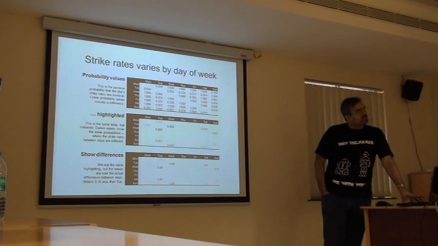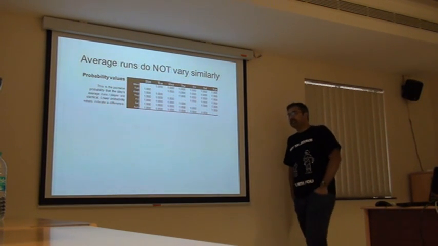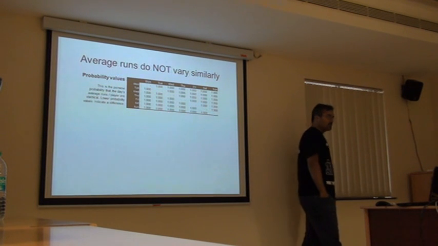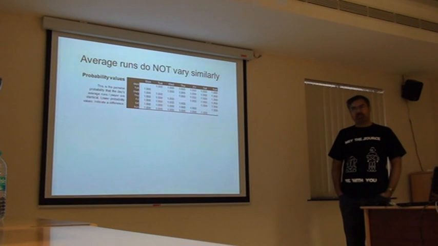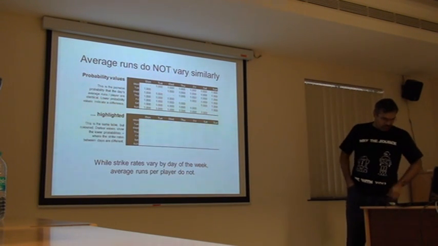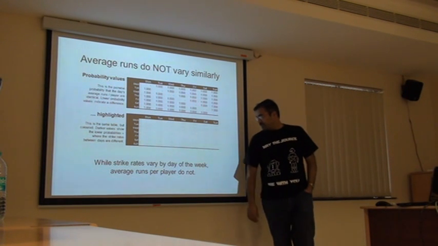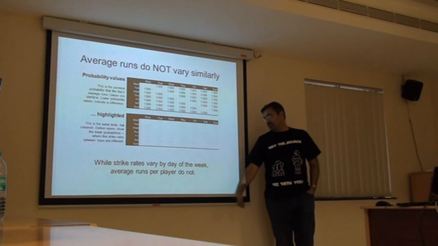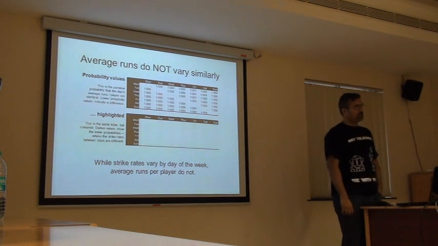What about the average run score? We'll be looking at strike rate. Is there a difference there? That's what this table looks like. Every single probability is at least 3 digits equal to 1. Which means if we highlight only the ones that are close to 0, there's nothing that's highlighted. So while the strike rates are varying by the day of the week, the average runs per player do not vary. Take it forward as well.